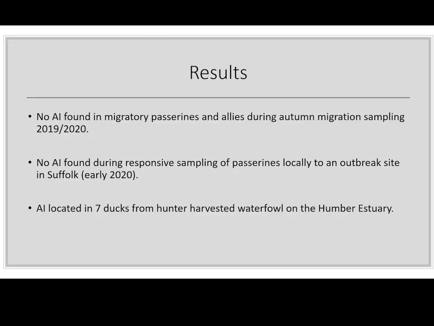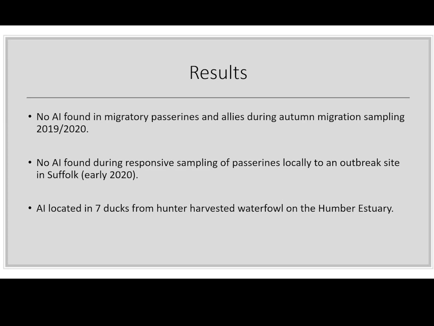The results came back as a mixed bag really. No avian influenza was found in migratory passerines and their allies during autumn migration sampling. So the little guys that are moving did not return any positive samples. And there was no avian influenza found during responsive sampling of passerines locally to an outbreak site in Suffolk as well. But the hunter-harvested waterfowl did produce positive samples.